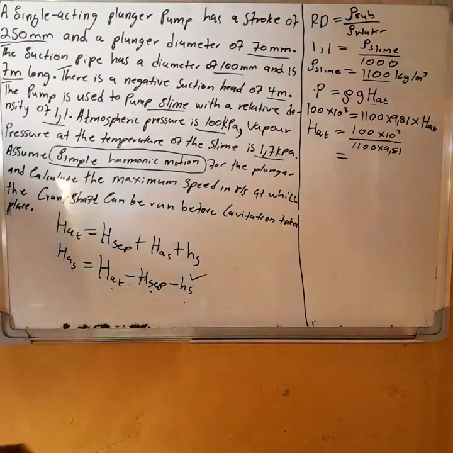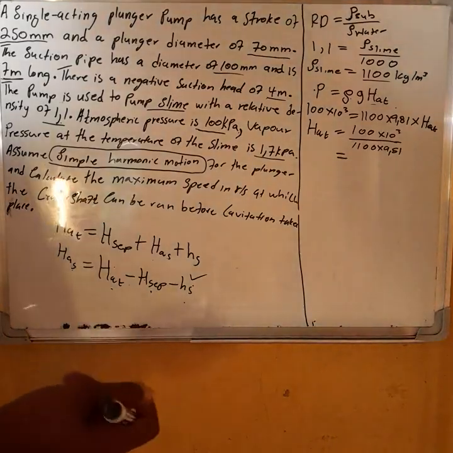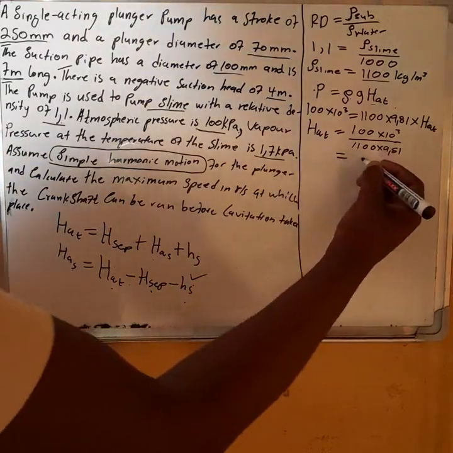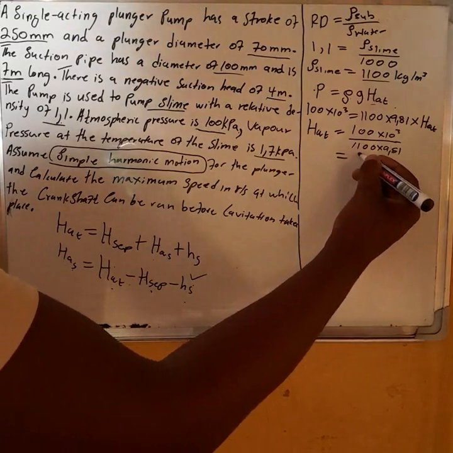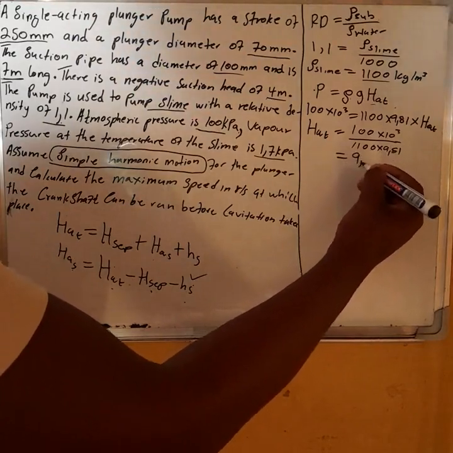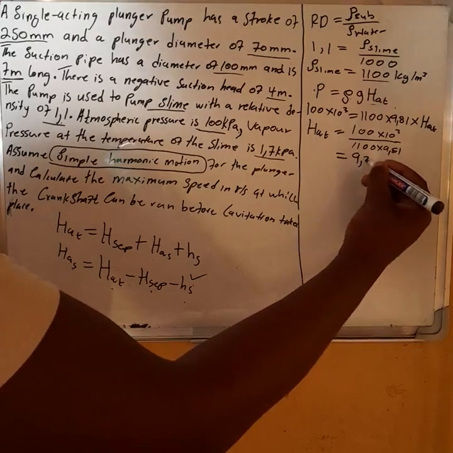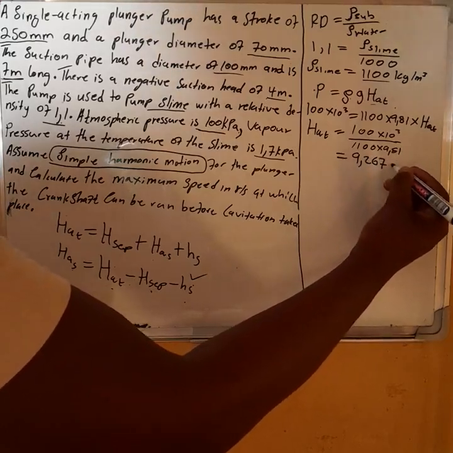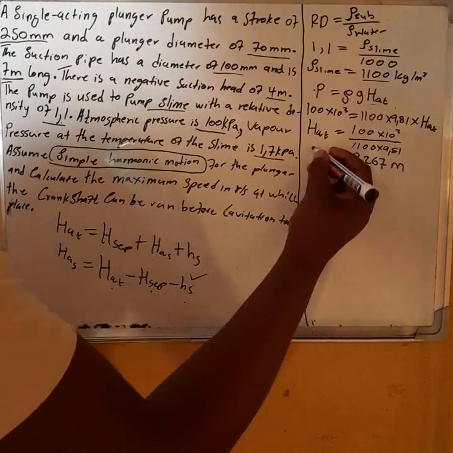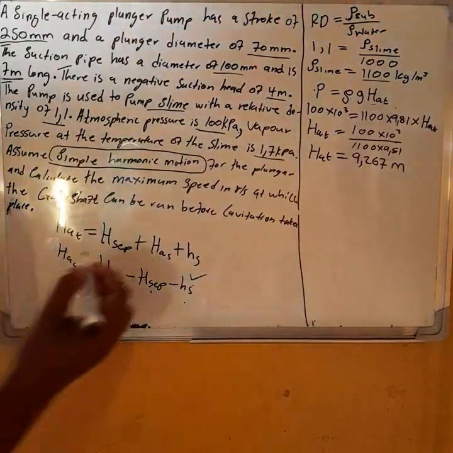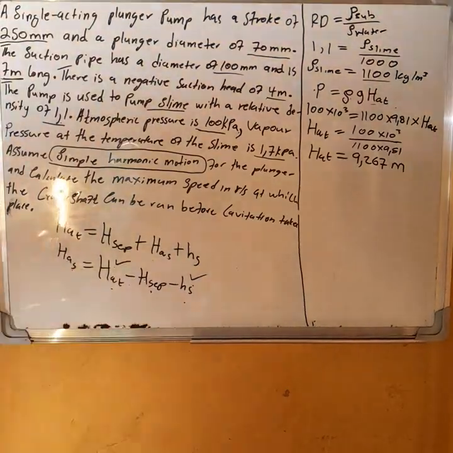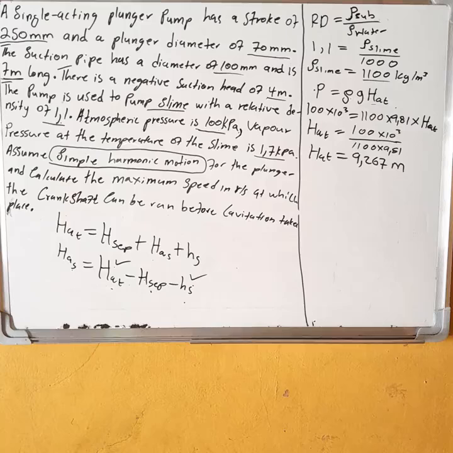When I rounded to 3 decimal places, H_T, I found that it would be 9.267. Remember, here it is measured in meters. This is H_A_T. Our formula, we already have this, because we have just calculated it.